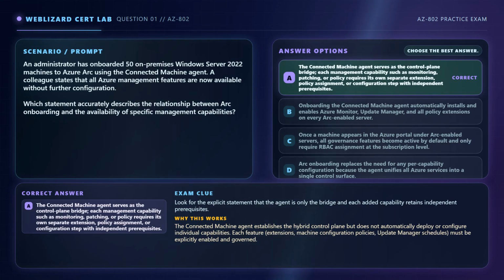Each feature, extensions, machine configuration policies, update manager schedules, must be explicitly enabled and governed. Exam clue. Look for the explicit statement that the agent is only the bridge, and each added capability retains independent prerequisites.